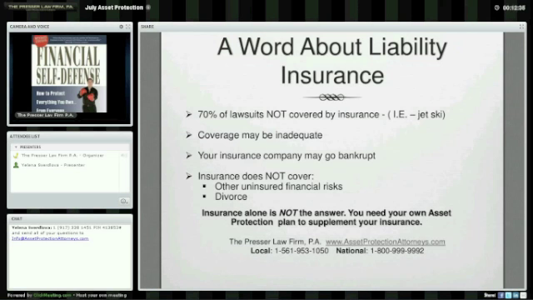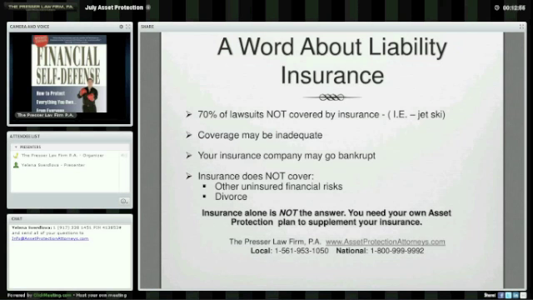What if you have $100,000 of coverage on your house or your car, but you're sued for $500,000? Who do you think has to come up with the rest of that money? Your insurance might go bankrupt. Now, if I would have said that years ago, you guys would have laughed me out of the room. Today we have Fortune 500 companies and banks going out of business. Who's to say that the insurance companies won't be next?